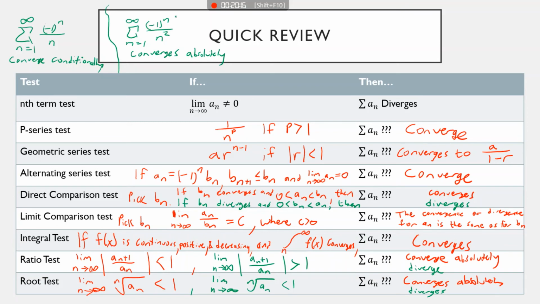But negative 1 to the n power times 1 over n squared would converge even if we took away the alternating series part. So we can say it converges absolutely, no matter what.